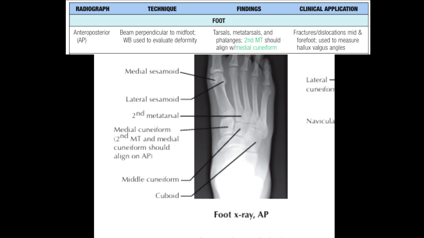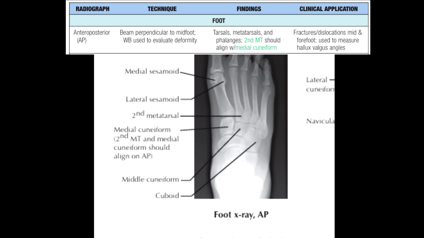In this image, we can clearly identify the metatarsals, the phalanges, the medial and middle cuneiform bones, and the cuboid. A crucial landmark is the alignment of the second metatarsal base with the medial cuneiform. This alignment must always be evaluated because disruption may suggest a Lisfranc injury, a severe midfoot dislocation that is often overlooked in acute trauma.